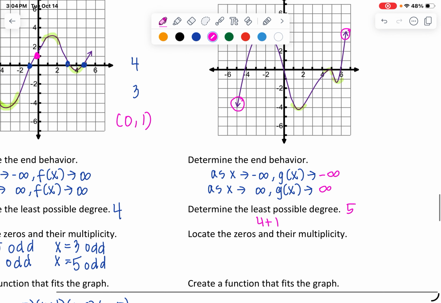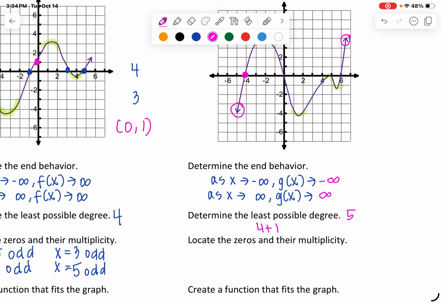The zeros in their multiplicity, so there's one here at negative 4, here at 0. X equals negative 4, x equals 0, x equals 5 and 6. Sorry, I know it's bad. All right, crosses at negative 4, so odd. Crosses at 0, so odd. Bounces at 5, so even. Crosses at 6, so odd.